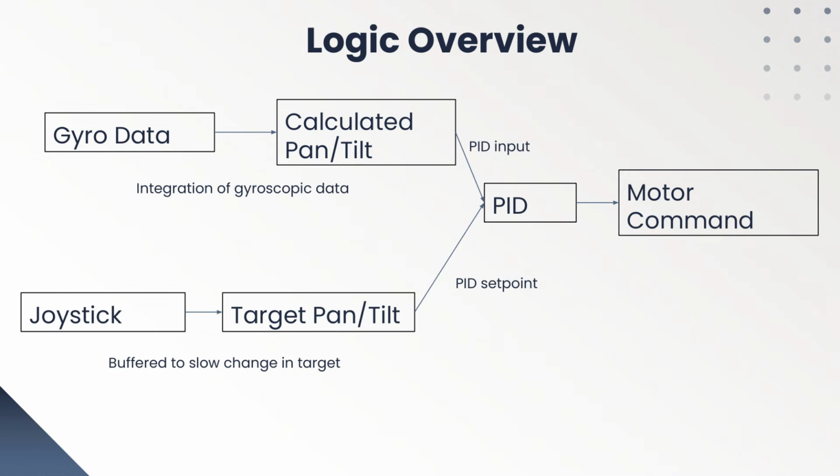We put that into the PID as the input, and then for the joystick, we use that to map a target pan and tilt so that the camera stabilizes to that value. We put that in as the PID set point, and the PID turned out data for the motor command.